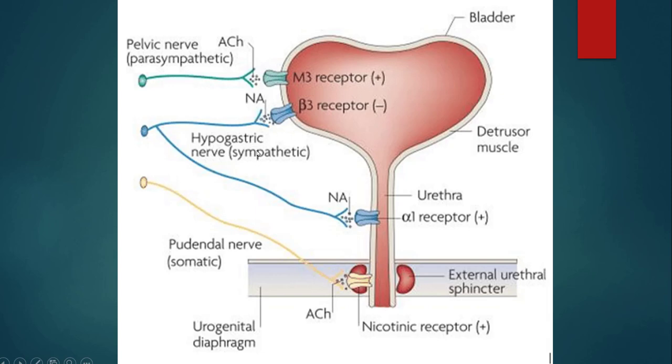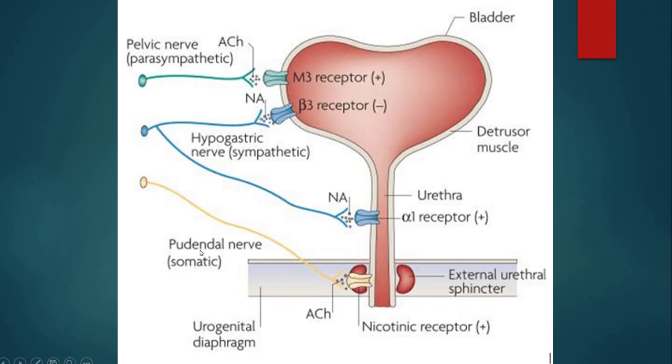The sympathetic nervous system also has receptors on the bladder wall and in the neck. On the bladder body there are beta 3 receptors, and in the neck or internal sphincter the receptors are alpha 1. And the neurotransmitter released by the sympathetic nervous system is noradrenaline. On the body of the bladder, they have a negative effect and relax the bladder, and on the internal sphincter, on the alpha receptor, it causes constriction of the internal urethra.